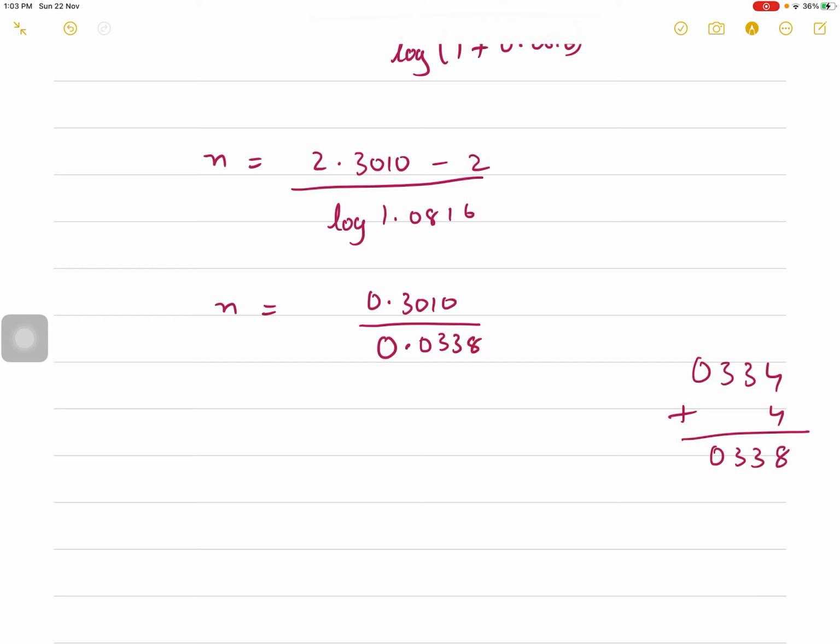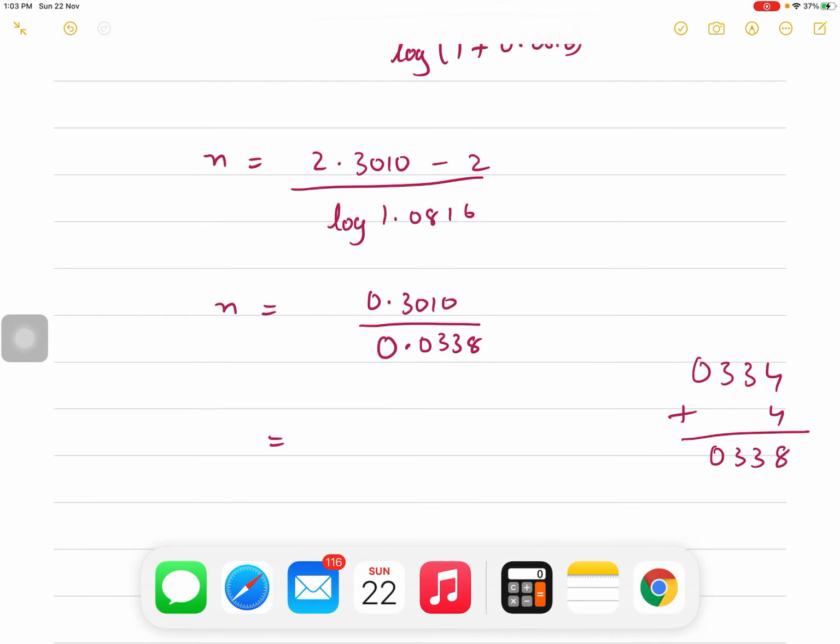So 0.0338. Okay, so let's calculate this. 0.3010 divided by 0.0338.